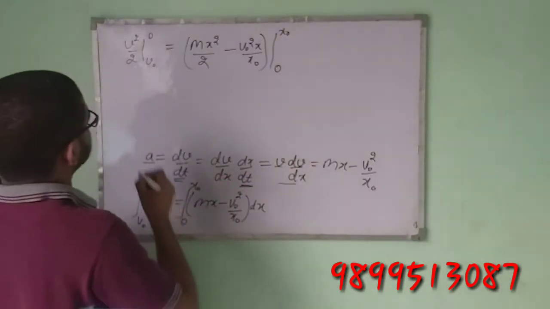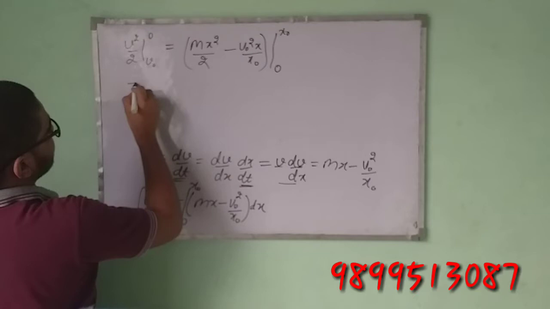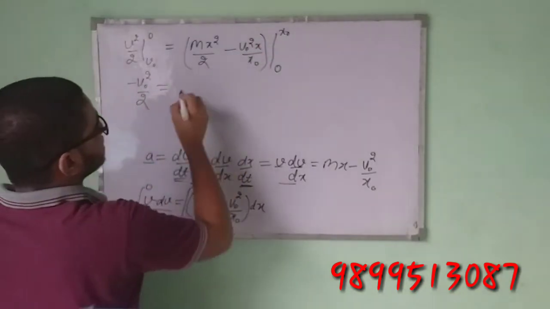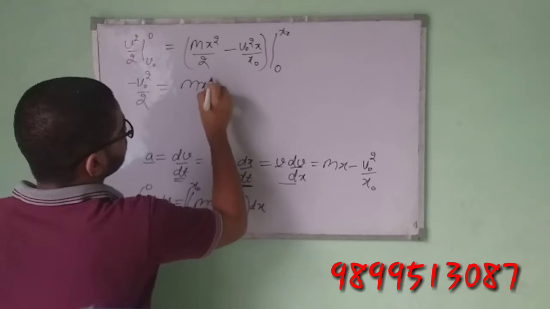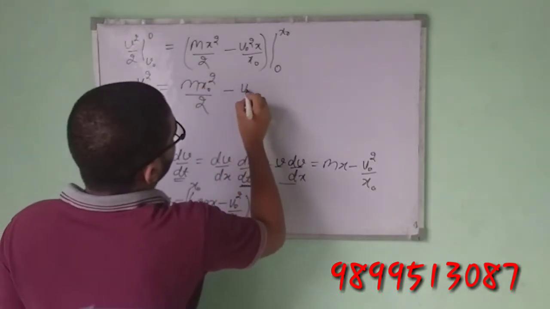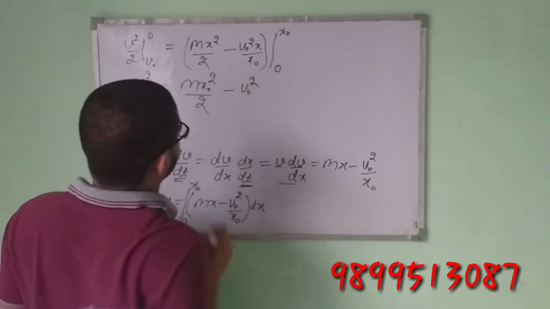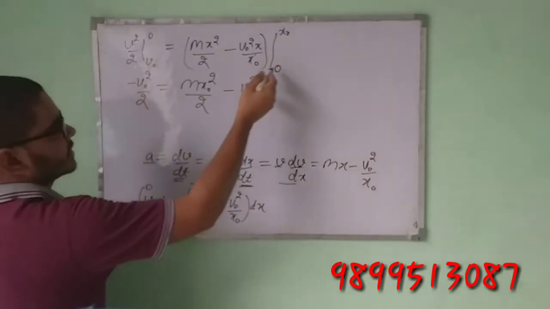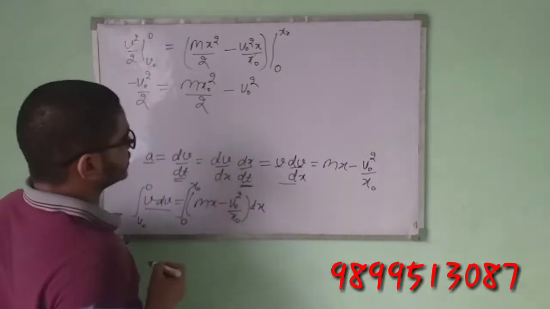0 to x naught, right? So this turns out to be minus v naught square by 2, and this turned out to be m x naught square by 2 into v naught square, right? Because I will be putting this x naught, this would get cancelled out, and the rest of the second part will be 0, right?